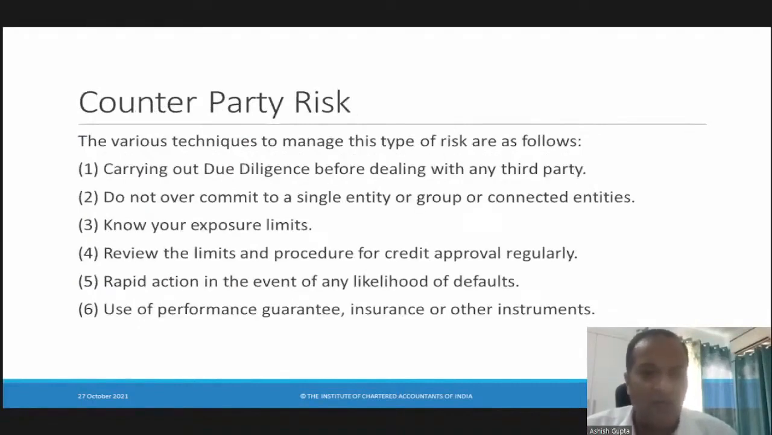Now what are the methods? How can we manage this risk? Carrying out due diligence before dealing. Yes, one more important point, students. Some students will ask how we can avoid this risk. Settlement risk can be avoided by using continuous linked settlement.